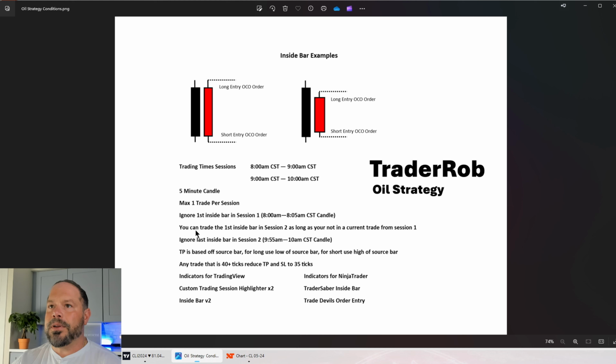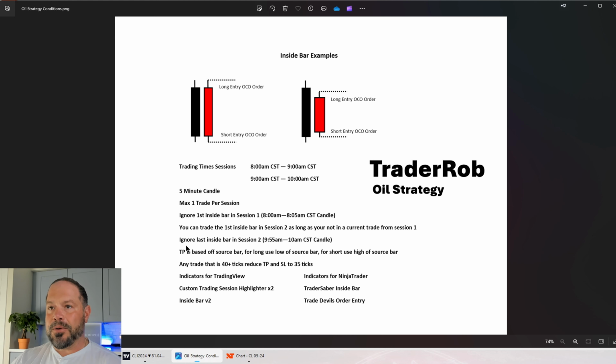So just remember that, ignore the first inside bar if it's the actual first candle that shows up in your session at 8 a.m. For session number 2, which again starts at 9 a.m., you can trade the first inside bar, meaning that 9 a.m. to 9:05 candle, as long as you're not in a current trade from session 1. And we're going to go over examples of this.